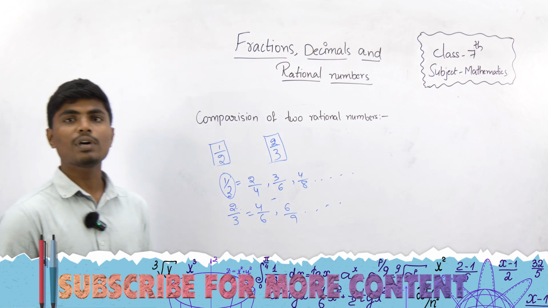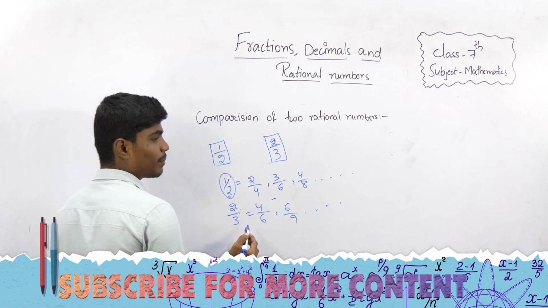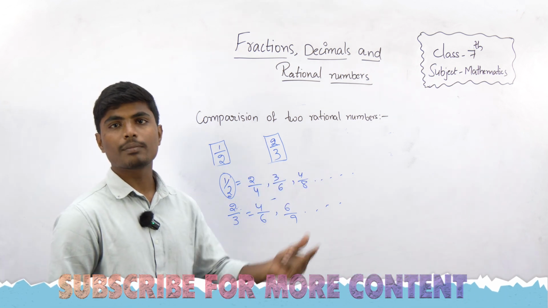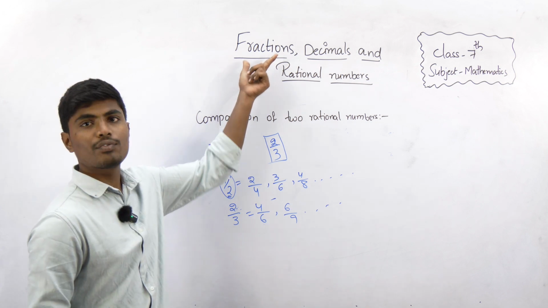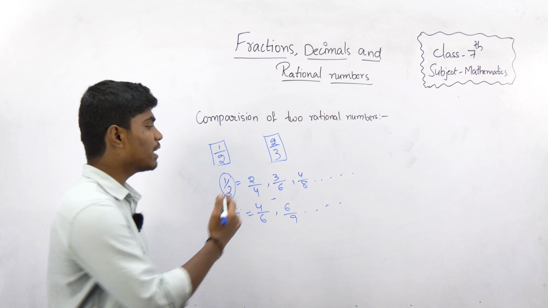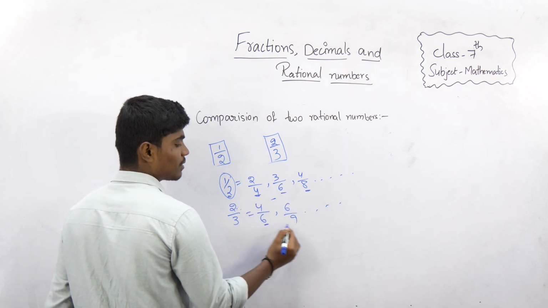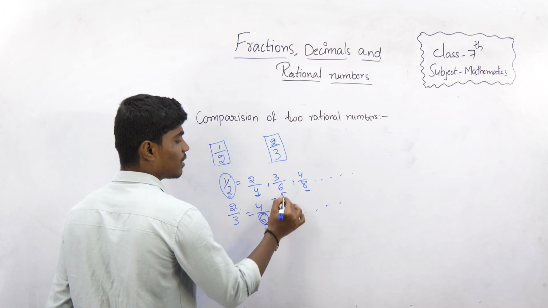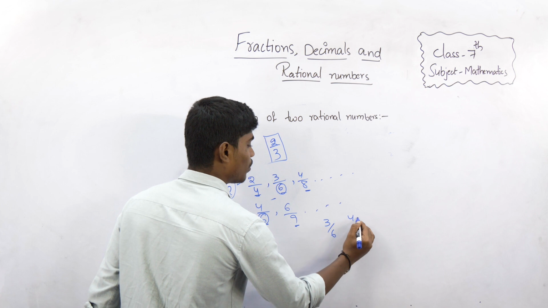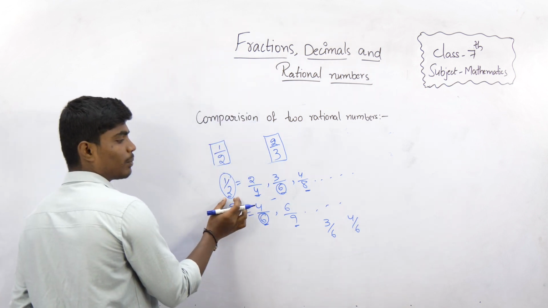Now here we have to compare the two numbers. For comparing the fractions, the denominators should be same. We already discussed in fractions. So here let's check for the denominators in both the equivalent fractions. Here 4, 6, 8. Here 6, 9. So here 6 and 6 are common. So 3 by 6 and 4 by 6. Here 3 by 6 is equivalent to 1 by 2.